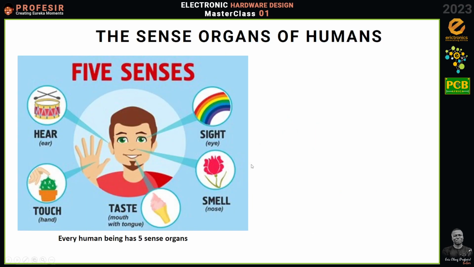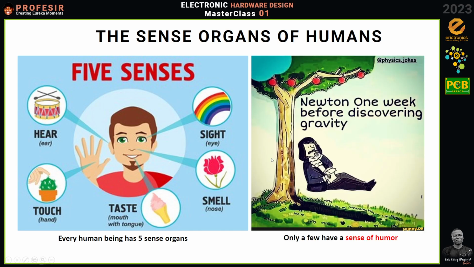Now, if you take the human body, we have 5 sense organs, okay. We have 5 sense organs. Jokingly, there are some people with the 6th sense organ, okay, those who have a sense of humor, okay. But that was just a joke.